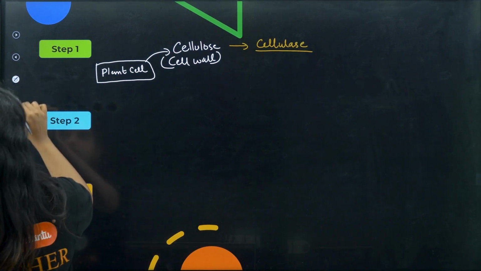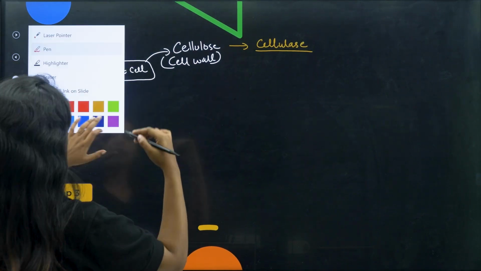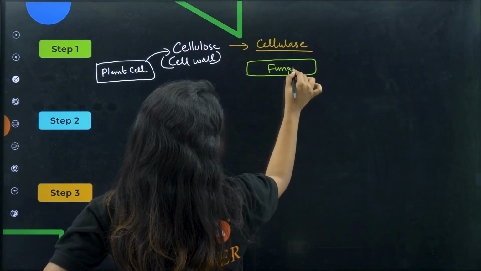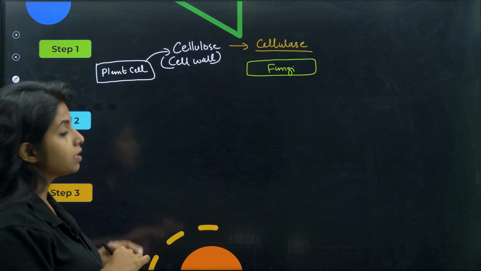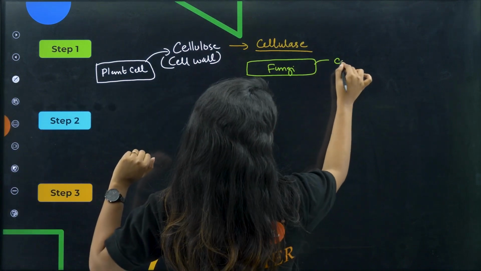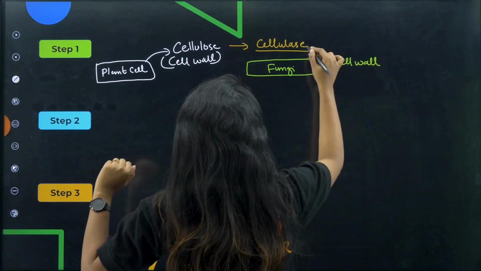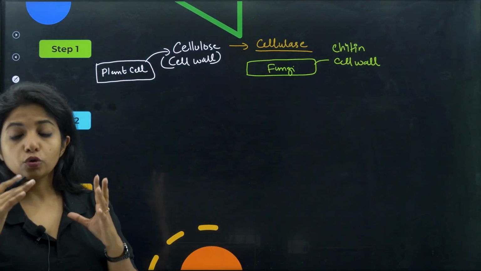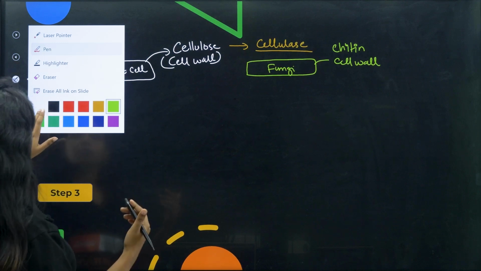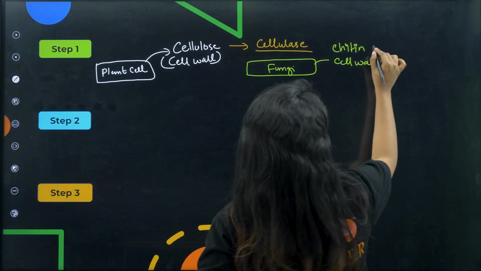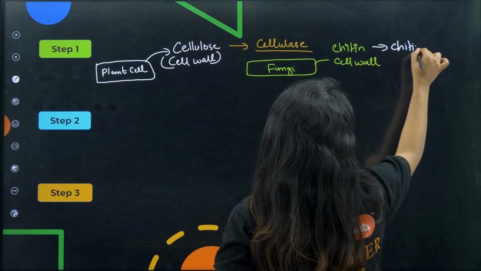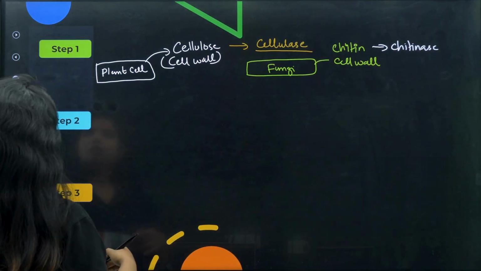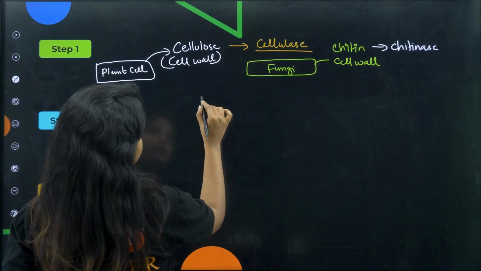Similarly, suppose I need the DNA of a fungus. Fungi again have a cell wall, but the cell wall is made up of something else, which is known as chitin. To break chitin down, I need another enzyme, chitinase.